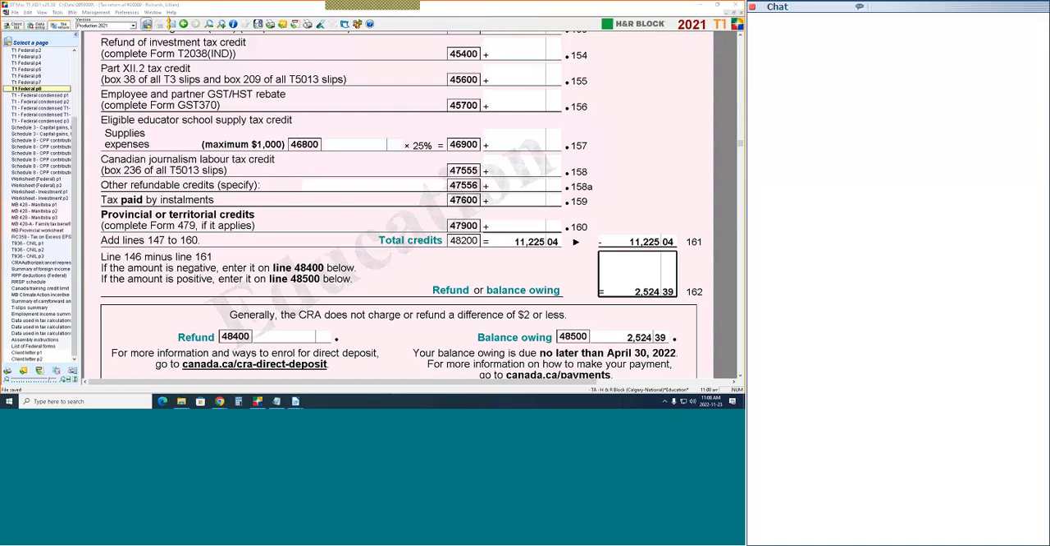Excellent. So we have done the bulk of the investment side of things. We're going to do RSPs to finish up today, but this isn't going to be all of RSPs. We're going to do the easy part of the RSPs. So we're going to do the sort of normal deductions. We're going to do the normal repayments of the Home Buyers' Plan and that type of thing. That's what we're going to do today.